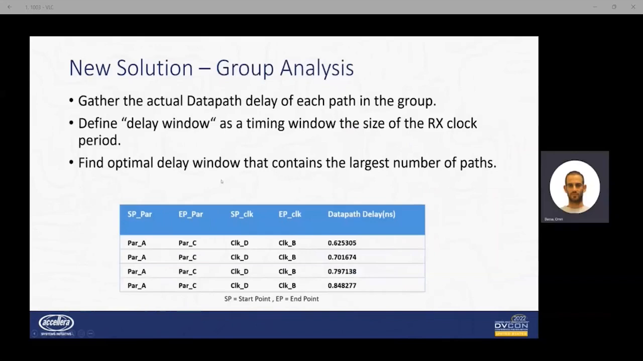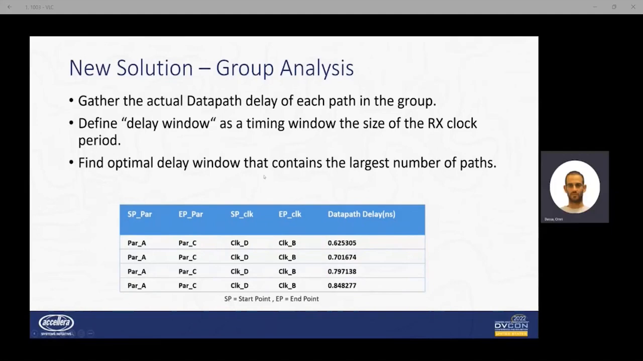After we group all the paths together, we generate a report from the SD team for all of the data path delays of each path of the group. So you can see here that the report looks something like that. We have all the paths that start at the same partition, go to the same destination partition, start with the same clock, and end at the same clock. And for each path, we have its own data path delay.